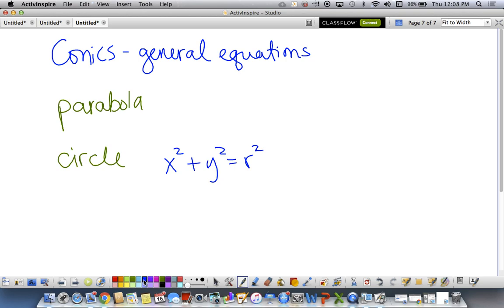What is the general equation of a parabola? I know it. It's y equals x squared.